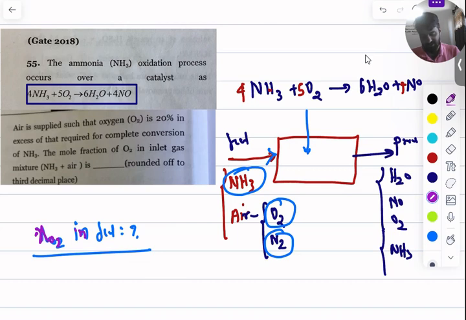such that oxygen is 20% in excess of that required to complete conversion. So I mean the amount of air which is being supplied here will contain 20% more air than required for the complete conversion of NH3 into this NO. Is that clear? So let's see how we are going to solve this kind of question.